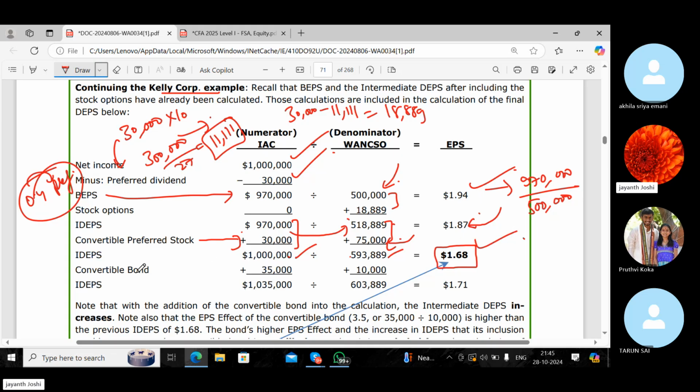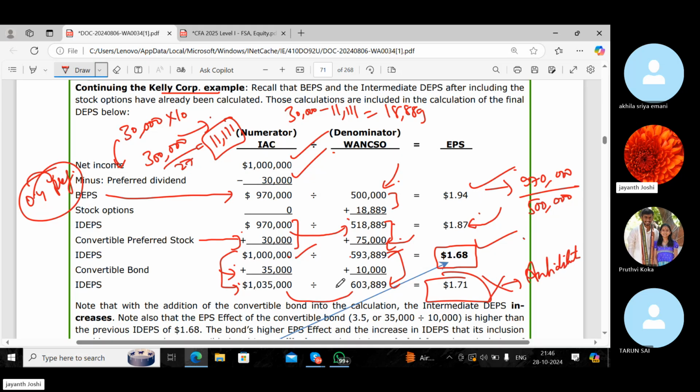Again, last, because convertible bonds were given the second ranking, their numerator effect is 35,000. The interest will not be given to bondholders, it will now belong to equity holders. So this is the total, and the bonds got converted into 10,000 shares. This is the total. When I divide these two, I get 1.71. I will not go here. It is anti-dilutive.